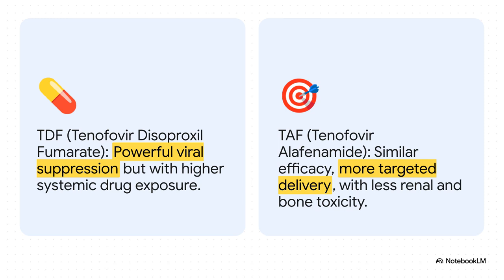Think of TAF as a kind of smart drug. It's designed to deliver the medicine directly to the liver cells more efficiently. The result? You get the exact same powerful effect on the virus, but at a much smaller dose. And that means it's way gentler on the kidneys and bones over the long haul.